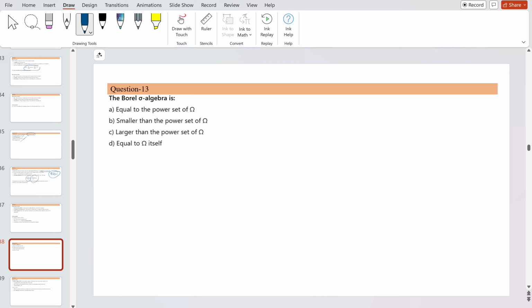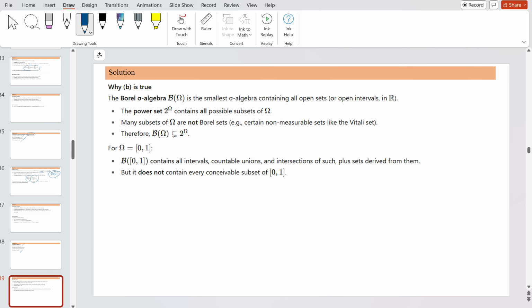Let me explain that. The question asks whether the Borel sigma algebra is equal to the power set of Omega, smaller than the power set of Omega, larger than the power set of Omega, or equal to Omega itself. The Borel sigma algebra B of Omega is the smallest sigma algebra which contains all the open sets or open intervals in R. The power set 2 to the power Omega contains all possible subsets of Omega. Many subsets of Omega are not Borel sets, certain non-measurable sets like the Vitali set.